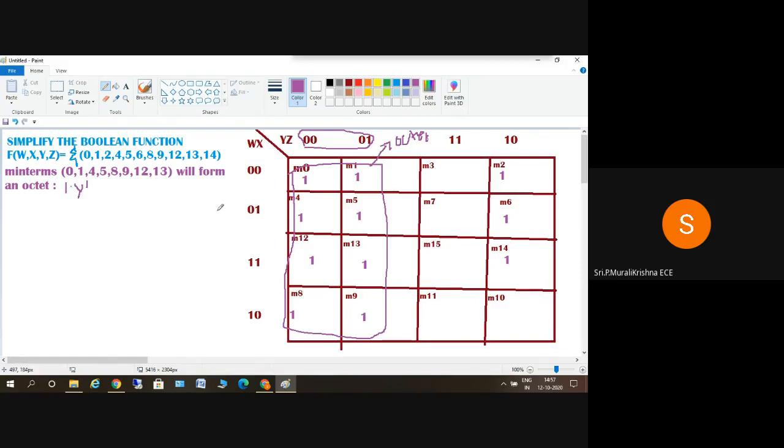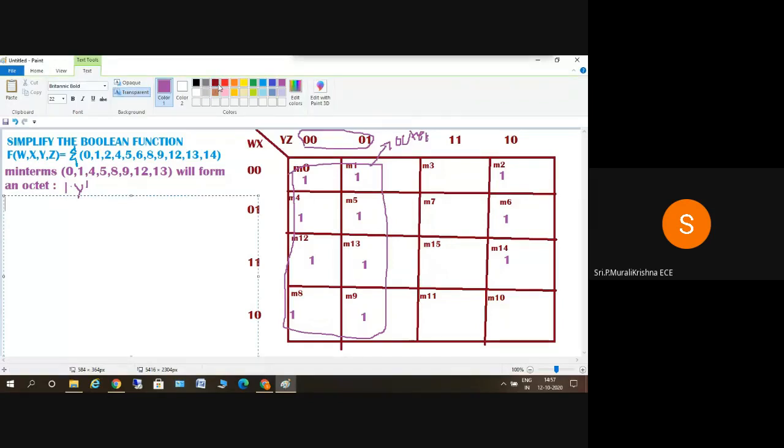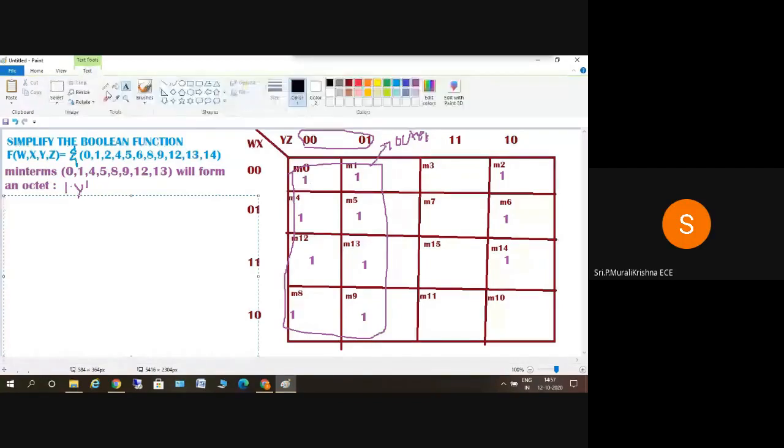Okay, and what is the next possibility? So when there is an octet, so we have to check for quad here. So next possibility is quad. So tell me, what are the quads available? 0, 1, 4, 5. So the quads can be 0, 1, 4, 5.